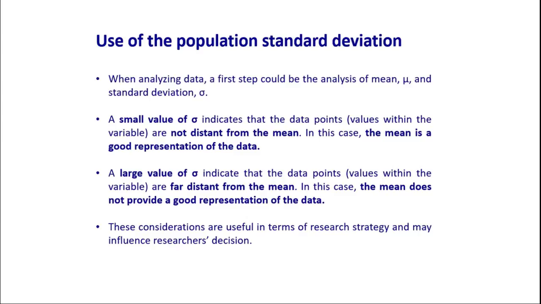A large value of sigma indicates that the data points, the values within the variable, are far distant from the mean. In this case, the mean does not provide a good representation of the data. So the rule of thumb is that you have your mean and your standard deviation. If your standard deviation is large, then the mean that you've got may not be a good representation of the data. So these conditions are useful in terms of research strategy and may influence researchers' decisions.